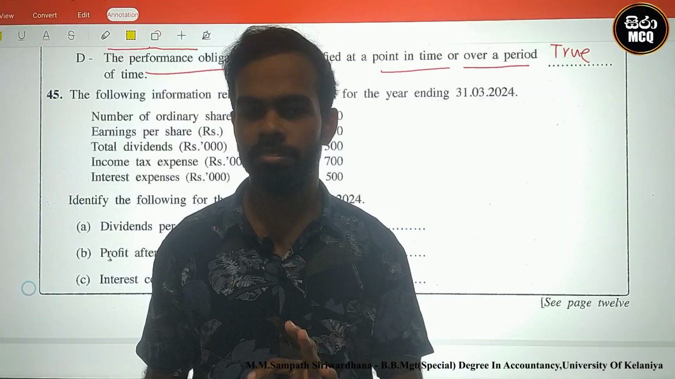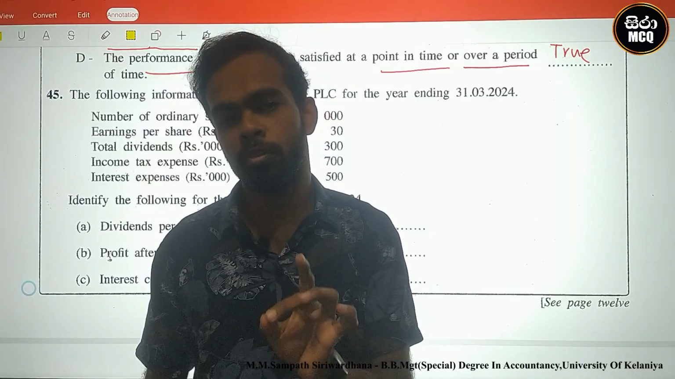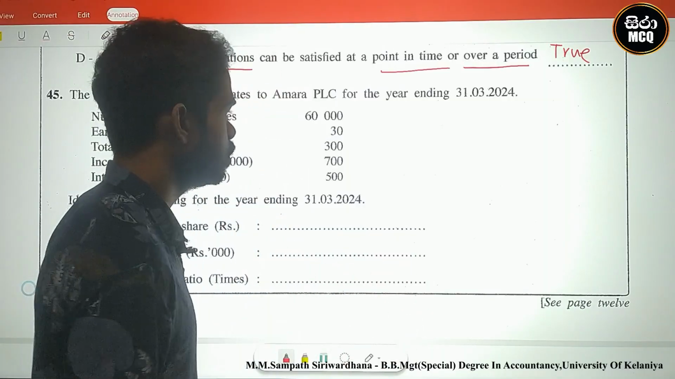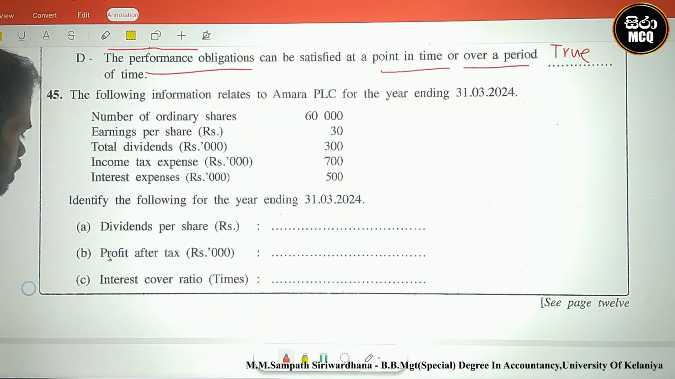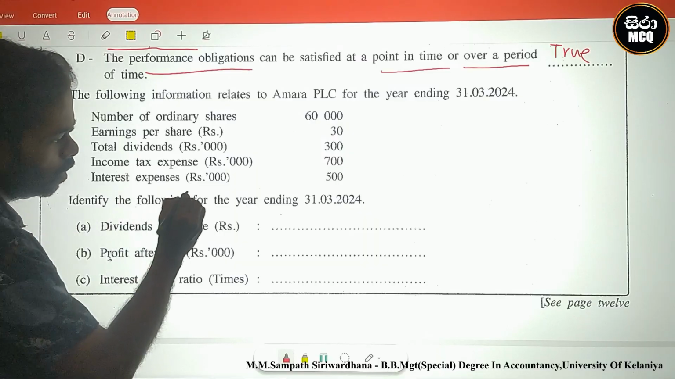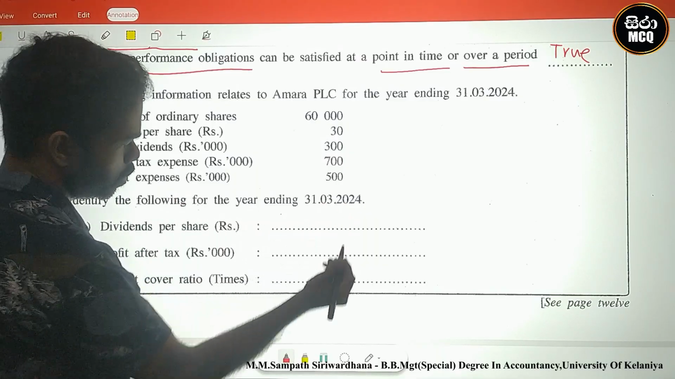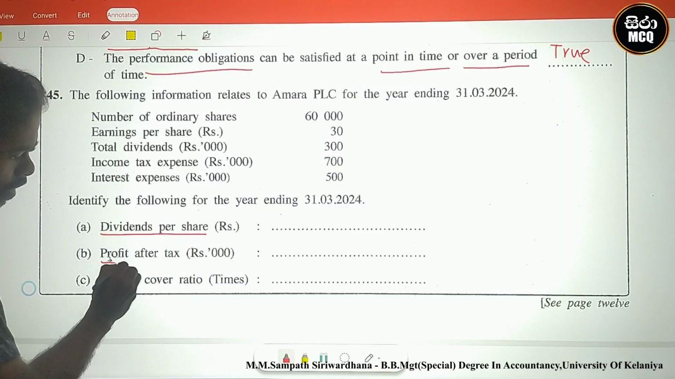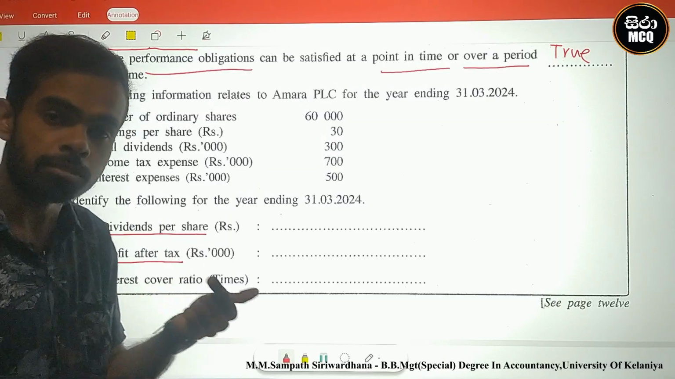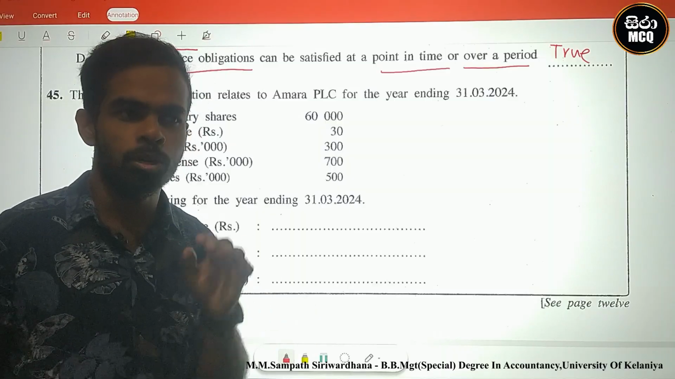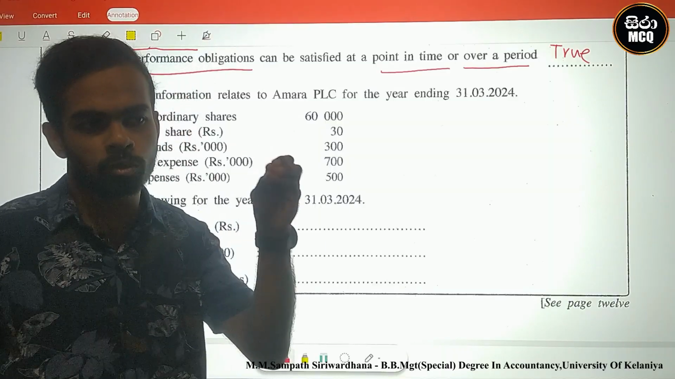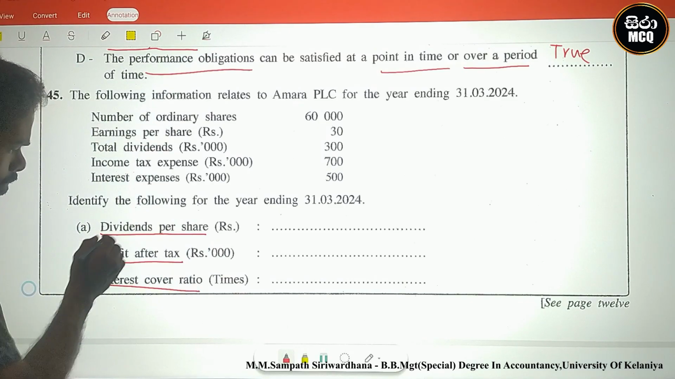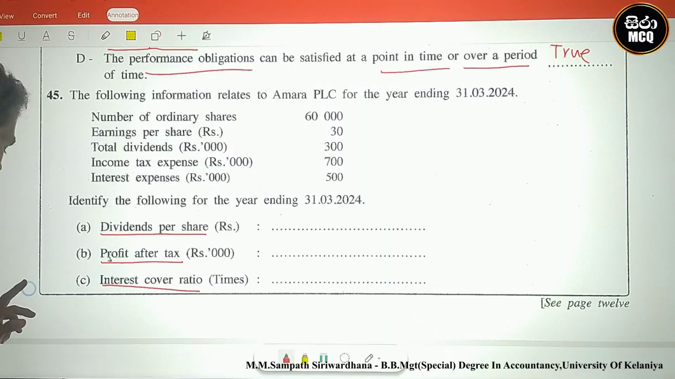Today we discuss Advanced Level A-level Accounting paper 2024, question number 45. This is related to ratios. What are the requirements? Look here, there are three requirements. Identify the following for the year ending 31st March 2024: dividends per share, profit after tax, which means profit for the period, and interest cover ratio. Firstly, we identify the dividends per share.